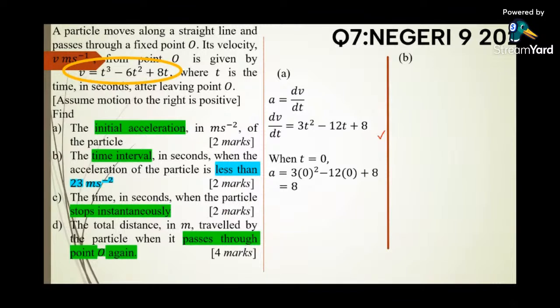Initial acceleration. Okay. Mini boss saya yang kedua kata laju sikit. Okay, kita laju sikit.